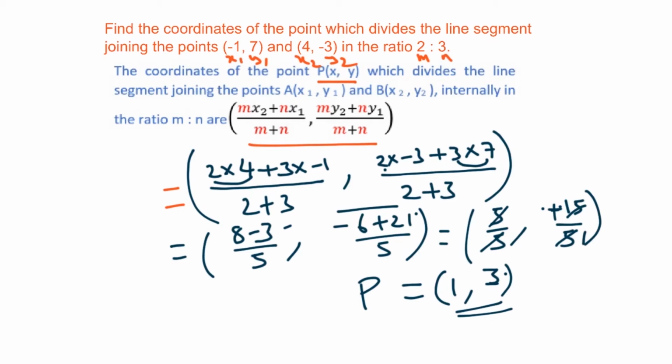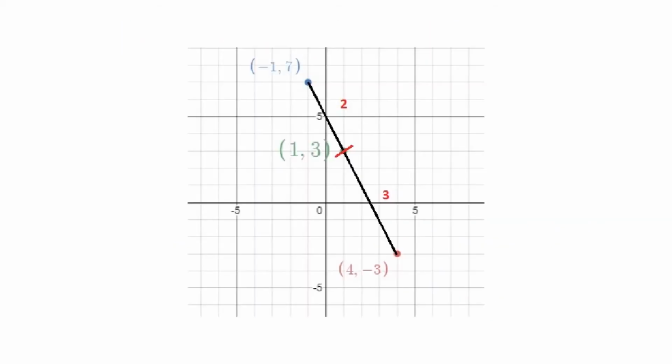Now let us see how this point will look like in the graph. See, this is the exact point which divides A and B in the ratio of 2:3.